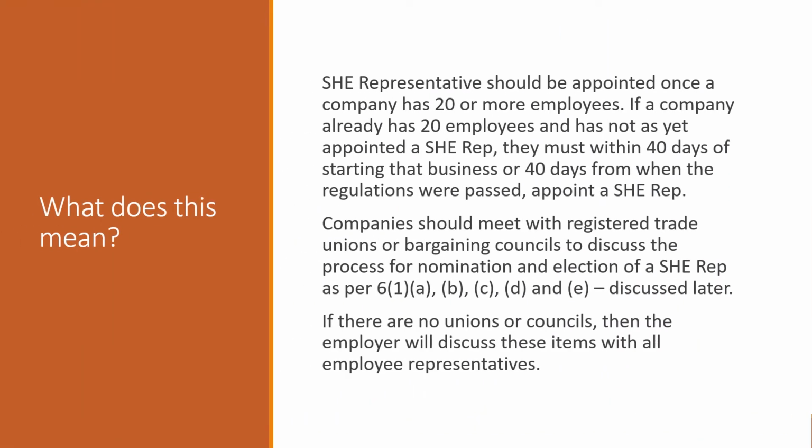So this means that health and safety representatives should be appointed once a company has reached 20 or more employees. If a company already has 20 employees and has not yet appointed a SHE-Rep, they must within 40 days of starting that business, or 40 days of when the regulations were passed, appoint a SHE-Rep. Companies should meet with registered trade unions or bargaining councils to discuss the process for nomination and election of a health and safety rep, as you have seen in General Administrative Regulation Section 6. If there are no unions or councils, then the employer will discuss these items with all employee representatives.